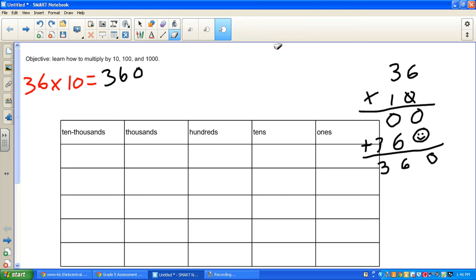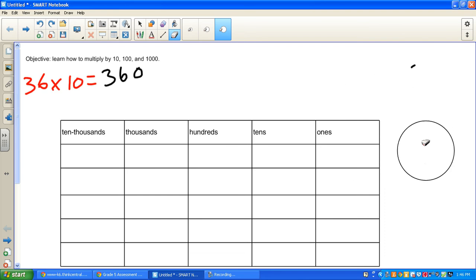Now that seems like a lot of work over here to get that answer. And I know a lot of you are interested in shortcuts. So let's try to learn some. Some people will tell you that all you have to do when you see a problem like this, 36 times 10, is add a 0 to the end. But that's not quite right. It's not accurate, and it's going to get you in trouble later when we get to decimals. There's a different way of looking at it.